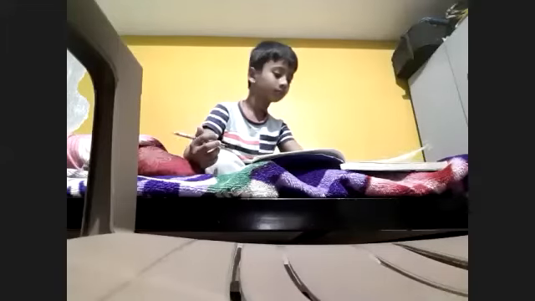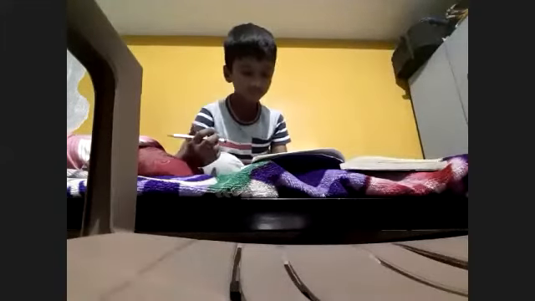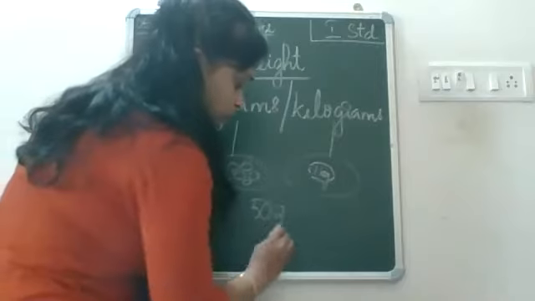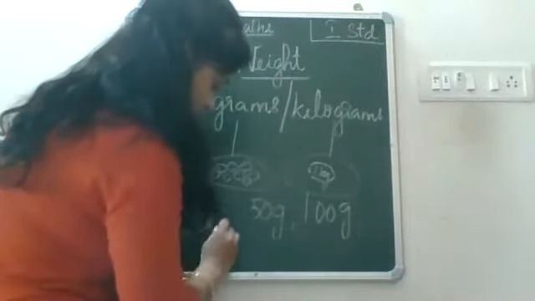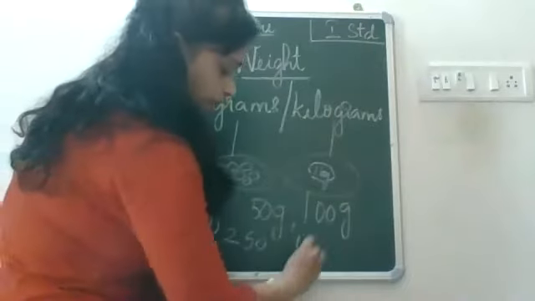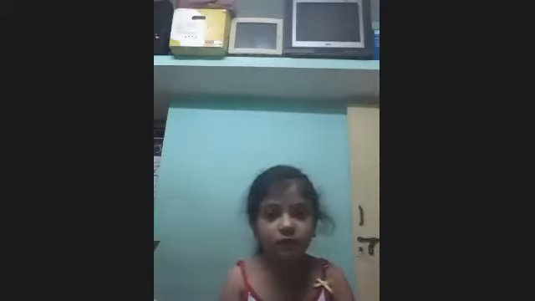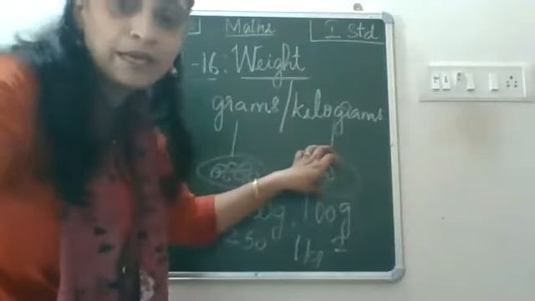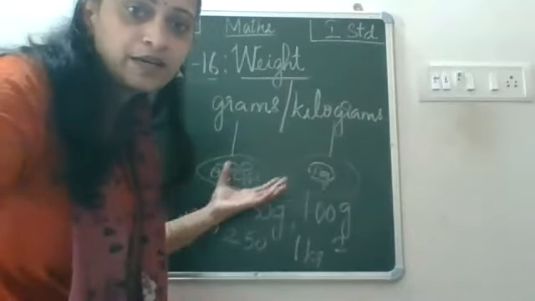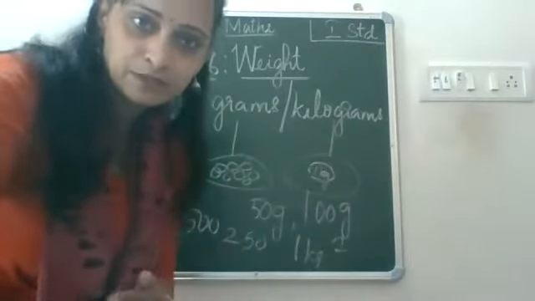You get weights in different measurements. You get 50 grams, 100 grams, 250 grams, 500 grams, 1 kg, 2 kg, etc. You get many different weights. Depending on how much vegetable you're going to buy, he's going to place that weight over here and measure, and then give the vegetable to you.